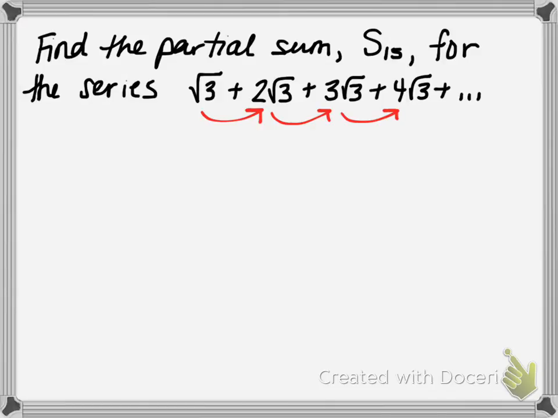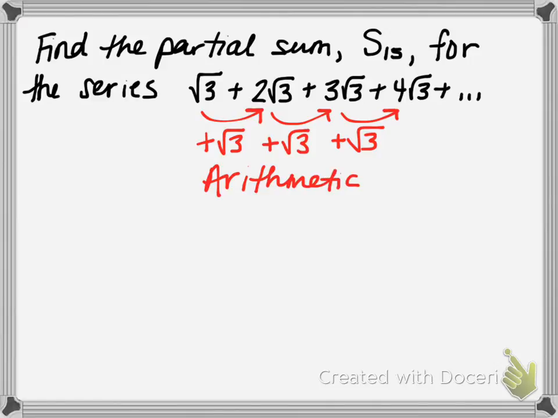In this series, it looks like we are adding the square root of 3 to get from one term to the next. And we do that repetitively. We keep adding rad 3, adding rad 3. So this tells me that this series is arithmetic because we have a common difference. The difference between consecutive terms is rad 3. That means d is equal to the square root of 3.